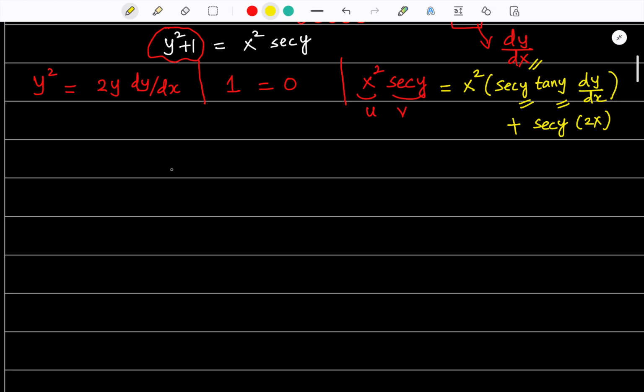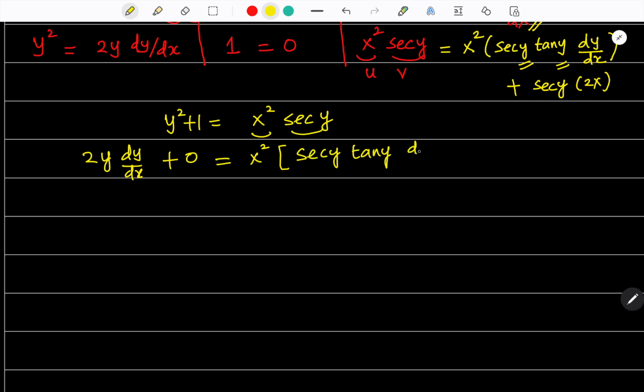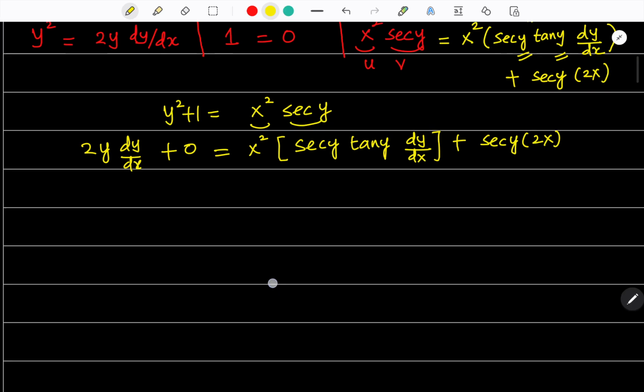Let's start the question. So the question is y square plus 1 is equal to x square secant y. So now we are going to start the derivative. So y square is 2y dy by dx plus 1 derivative is 0 equals, this is a product, keep x square, secant y derivative is secant y tan y times dy by dx. And then plus, keep secant y, derivative of x square with respect to x is what? 2x.